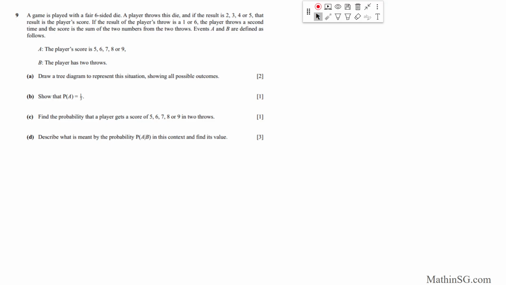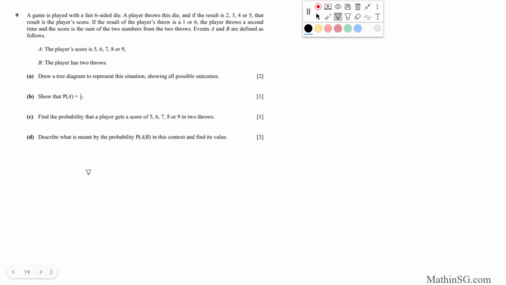Events A and B are defined as follows. A, the player's score is 5, 6, 7, 8, or 9. B, the player has 2 throws. So you're asked to draw a tree diagram that represents this situation, showing all possible outcomes. This is an extremely big tree diagram.